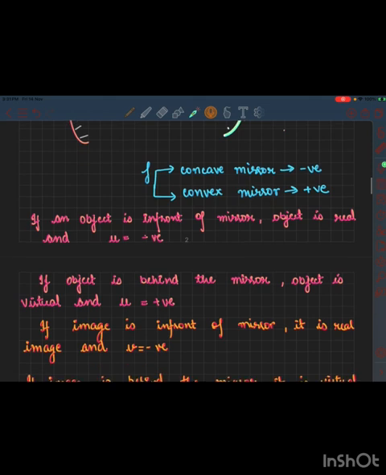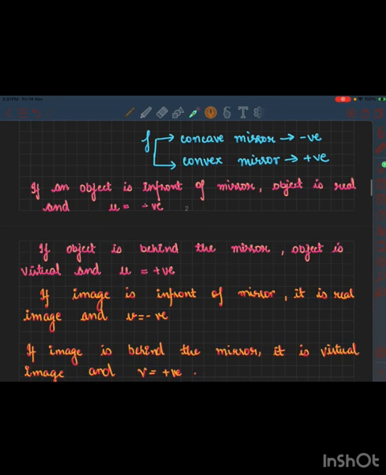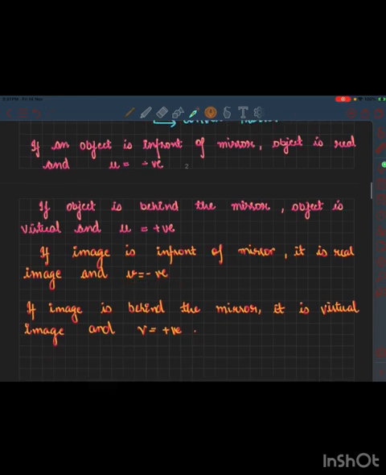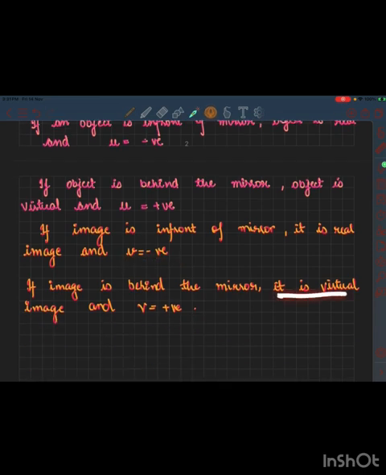Similarly, if an object is behind the mirror, the object is virtual and the object distance is positive. If an image is in front of the mirror, it is a real image and the image distance will be negative. If an image is behind the mirror, it is a virtual image and it will be positive.